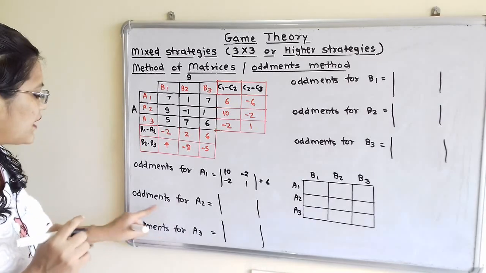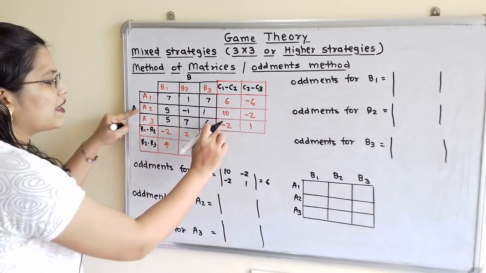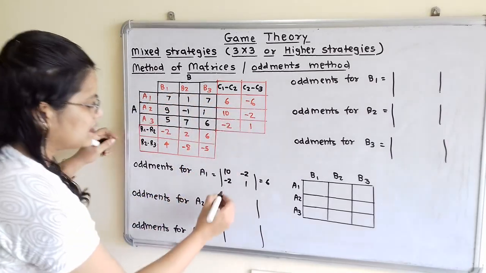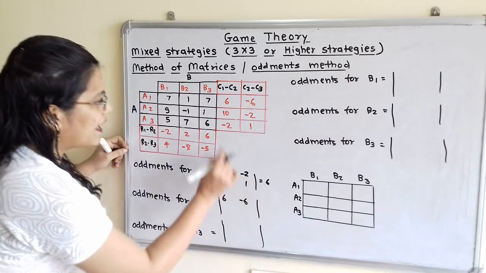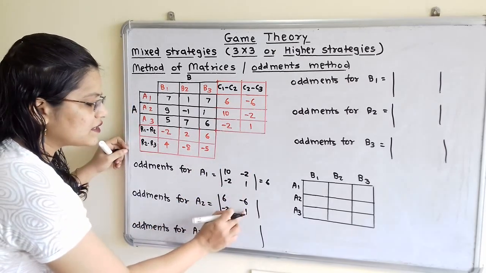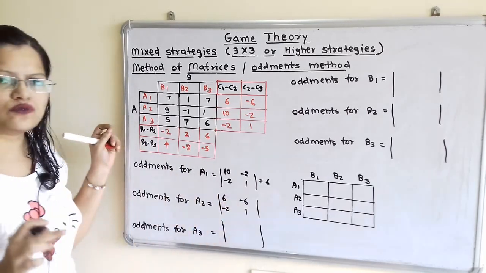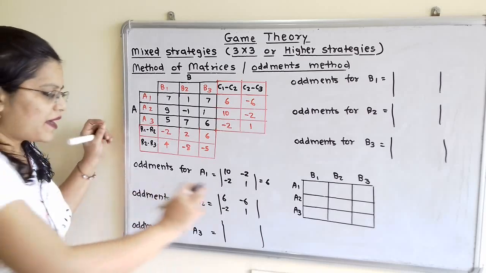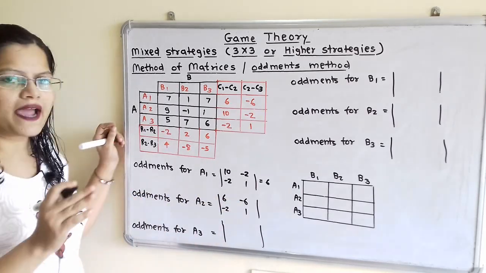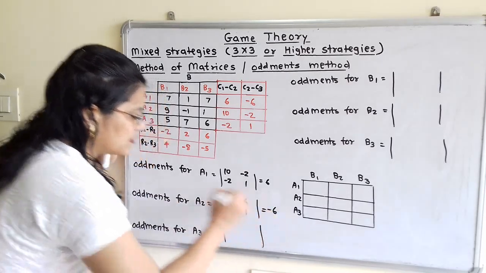Now we will move to the oddments for A2. For A2 we have to refer to the elements from the remaining columns. We will take 6, minus 6 and minus 2, 1. Now 6 into 1 is 6, minus minus 6 multiplied by minus 2, so it will become plus. So 6 minus 12, that is equal to minus 6.